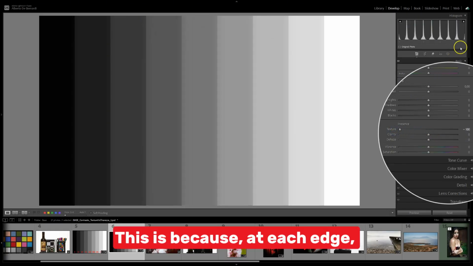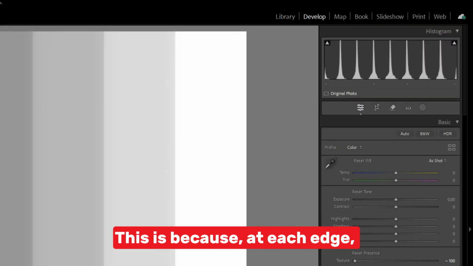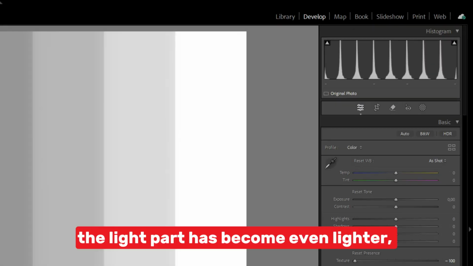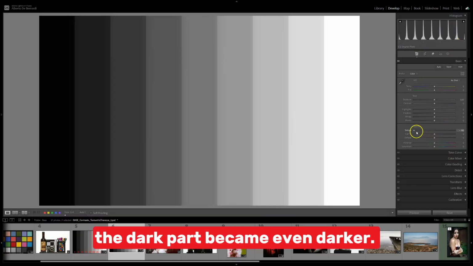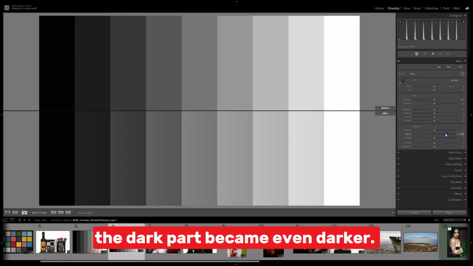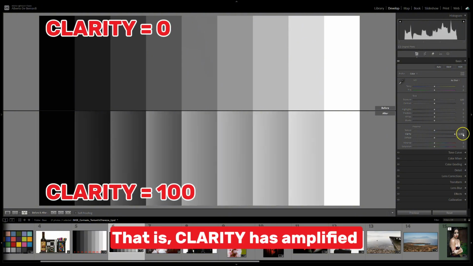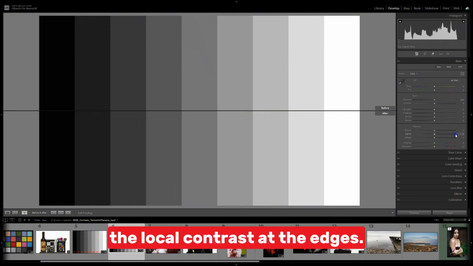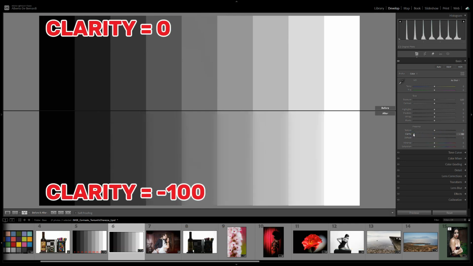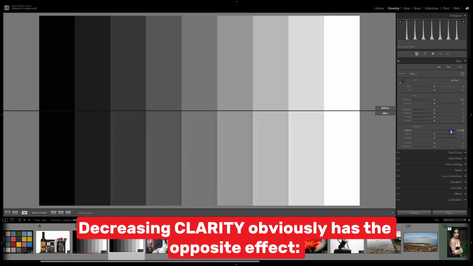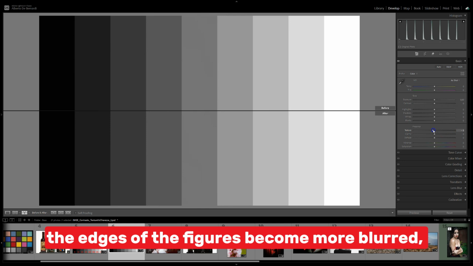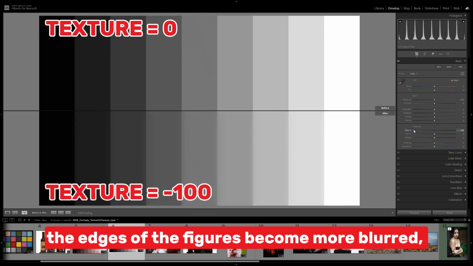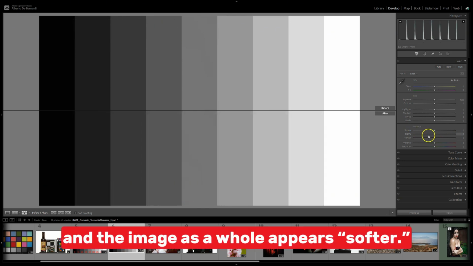This is because, at each edge, the light part has become even lighter. The dark part became even darker. That is, clarity has amplified the local contrast at the edges. Decreasing clarity obviously has the opposite effect. The edges of the figures become more blurred, and the image as a whole appears softer.